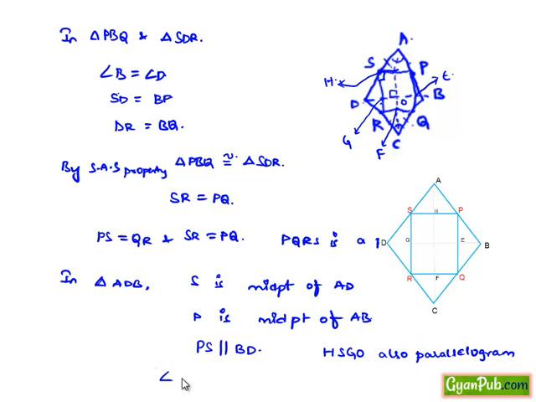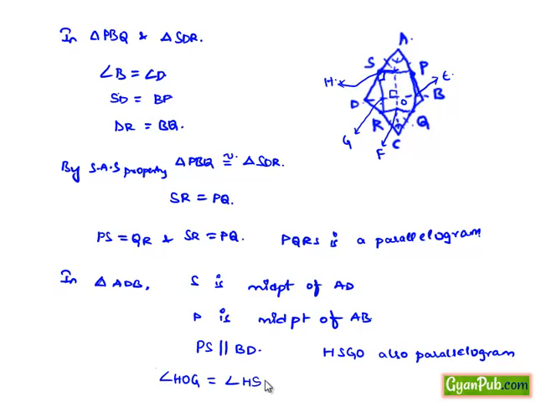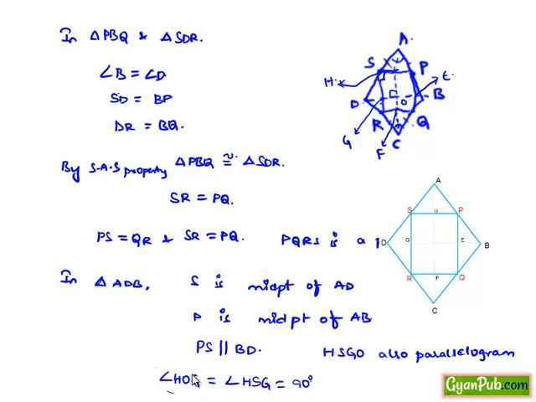Therefore, angle HOG is equal to angle HSG. Angle HOG will be equal to 90 degrees since in a rhombus diagonals bisect perpendicularly. So we can say here we got angle S is equal to 90 degrees.